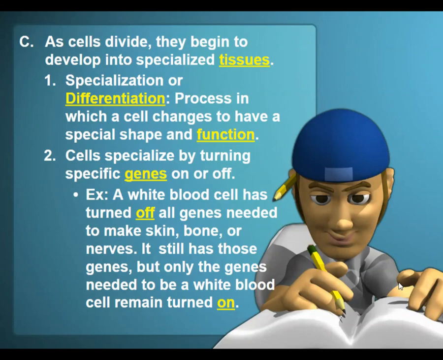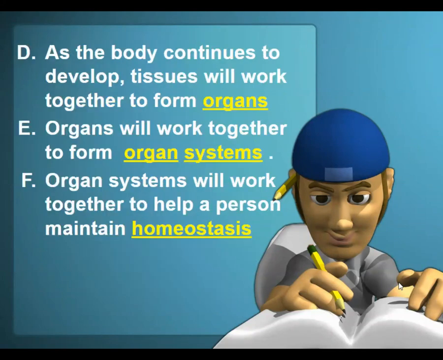So for example, a white blood cell has turned off all the genes that are needed to make skin, bone, or nerves. It still has those genes, but only the genes needed to be a white blood cell will remain turned on. So it's just flicking switches, gene switches basically, that determines what that cell's job is going to be.